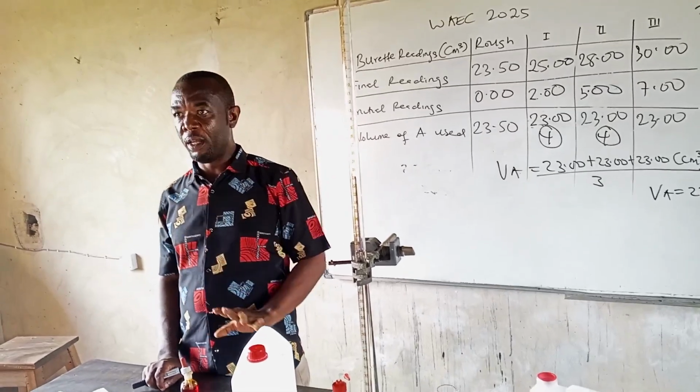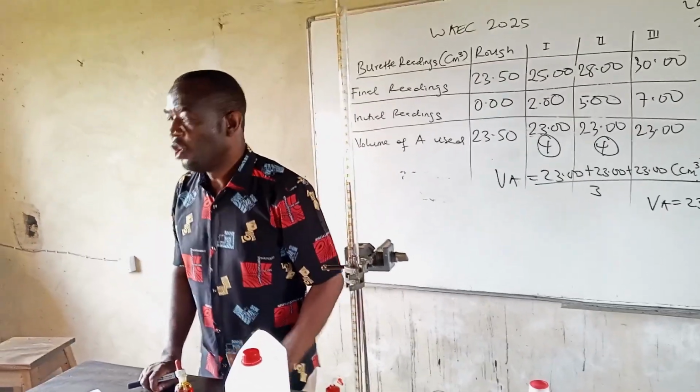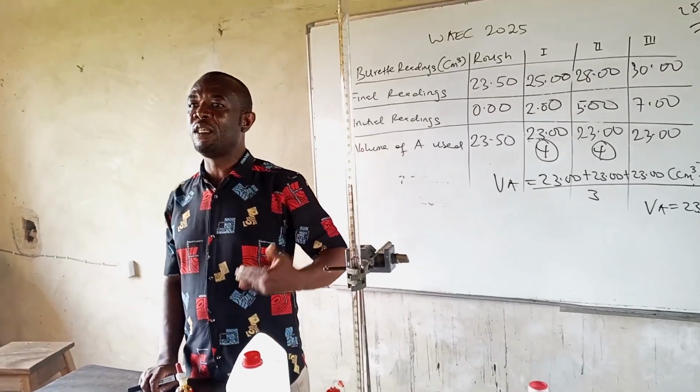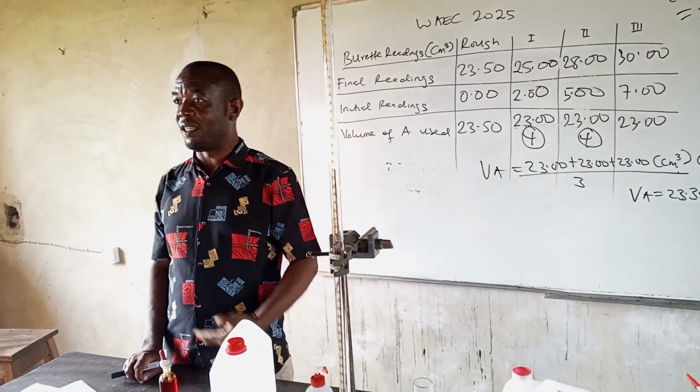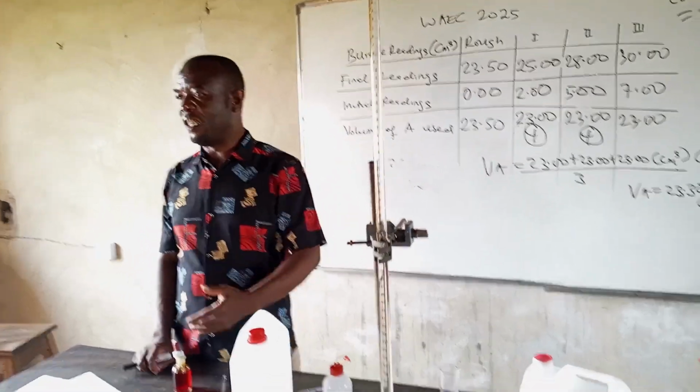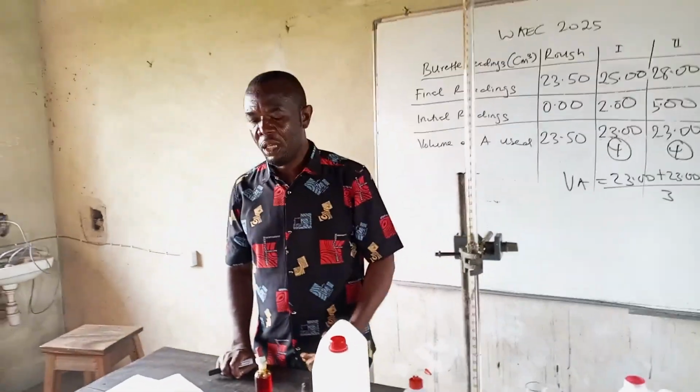The endpoint can vary. The reason why the endpoint can vary is that sometimes the acid we're using can have different density and different percentage purity. That can still affect the endpoint. And another reason is that the indicator you're using may be what?